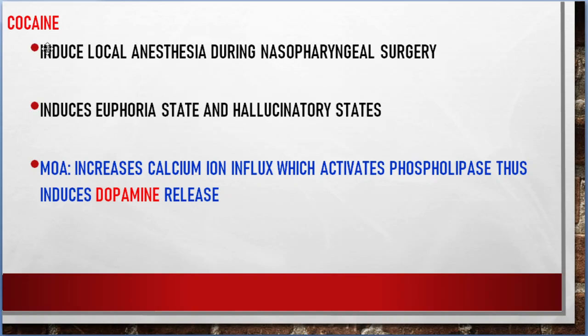So what is the mechanism of action of your cocaine? Basically, it increases your calcium ion influx. Pag mataas ang calcium influx, it will cause the activation of your phospholipase. Therefore, it will induce your dopamine. Kaya nga, dopamine stimulatory drugs. Pag maraming dopamine, it will cause now your euphoria state and your hallucinatory states. That's why this is one of common cause of your common drugs na ginagamit natin for drugs of abuse ng mga drug addict.